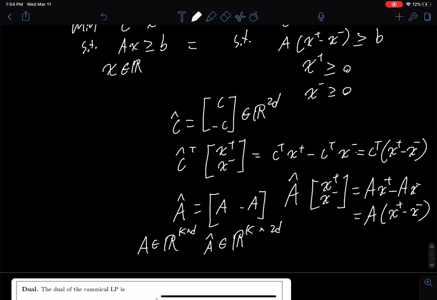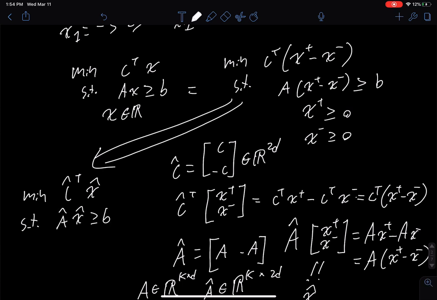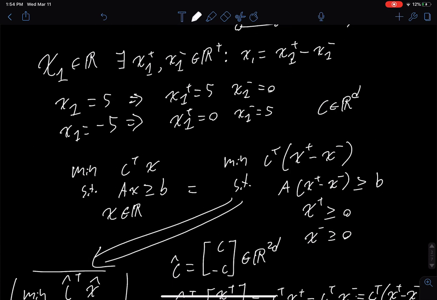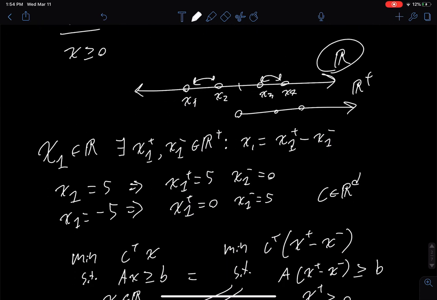So now our linear program, and we'll quickly denote x plus with x minus adjoined below it as x hat. Now our linear program can be rewritten: minimize c hat transpose x hat subject to A hat x hat is greater than or equal to b, and x hat is greater than or equal to 0, which once again is perfectly standard form. I hope these examples gave you a good sense for how you can convert seemingly non-standard form linear programs into standard form ones via changes of variables.